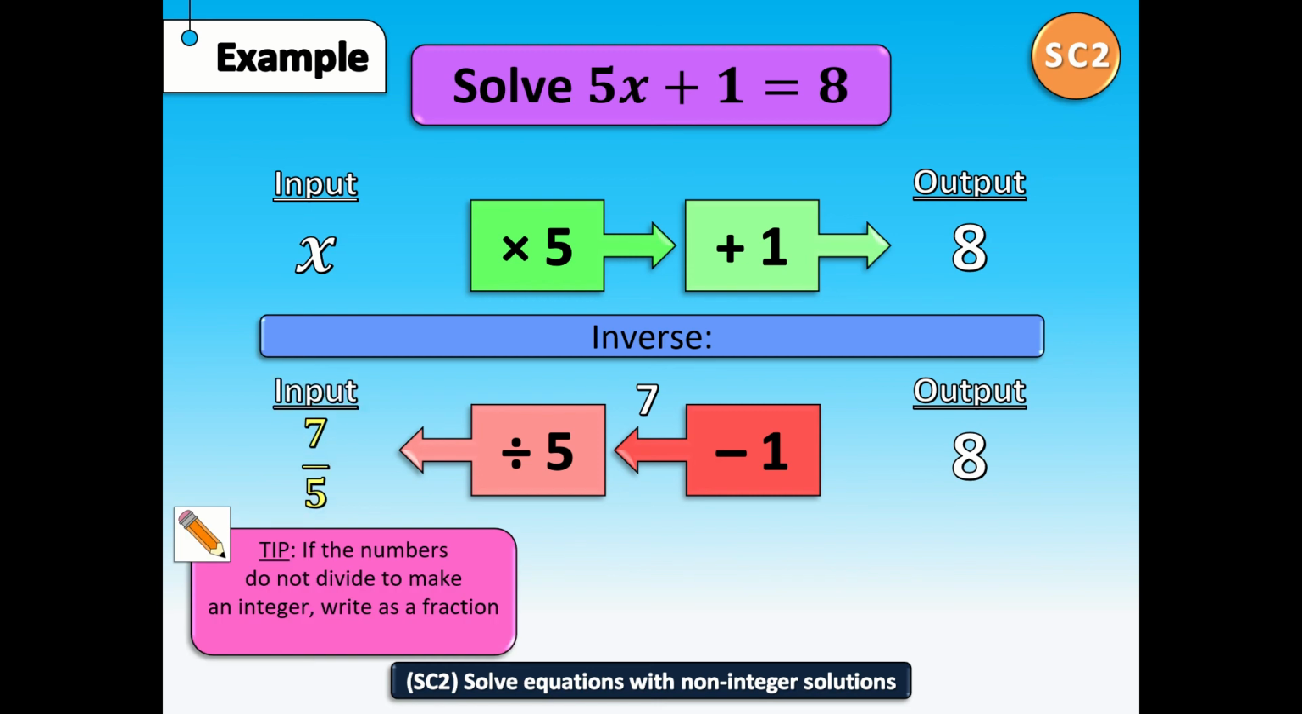That means 7 divided by 5. So x equals 7 over 5. Or we can give our answer as a decimal. 7 divided by 5 is 1.4.